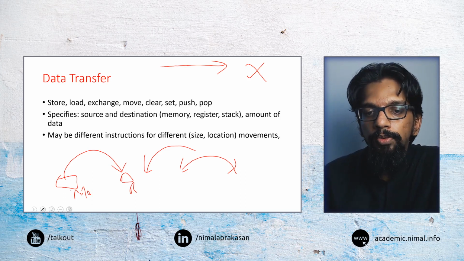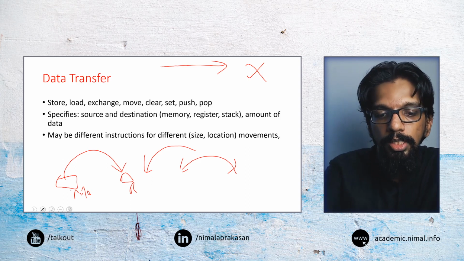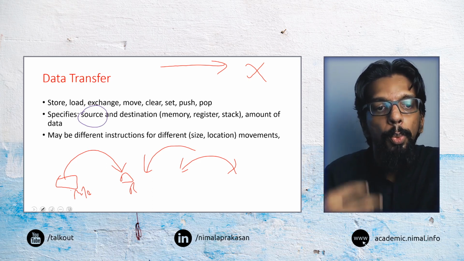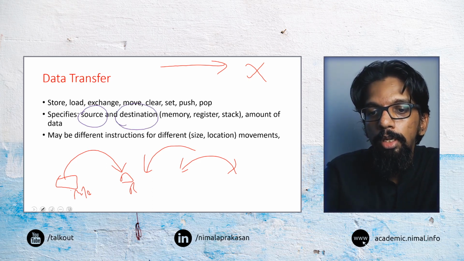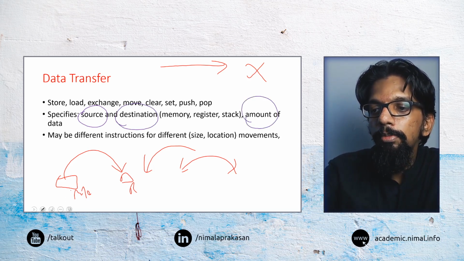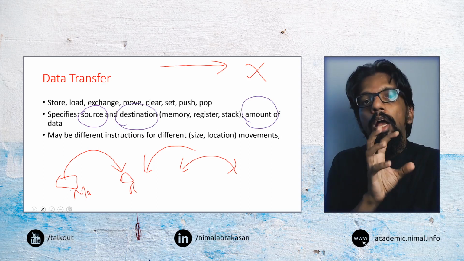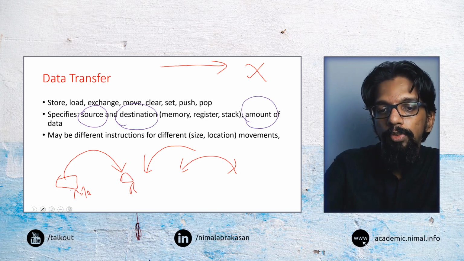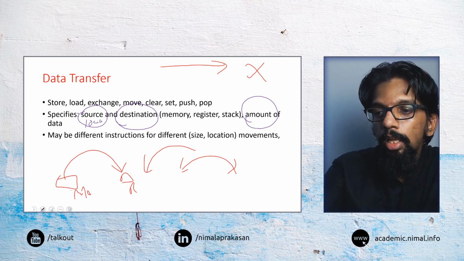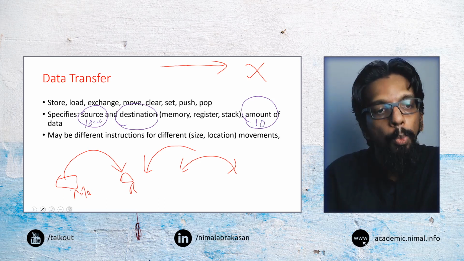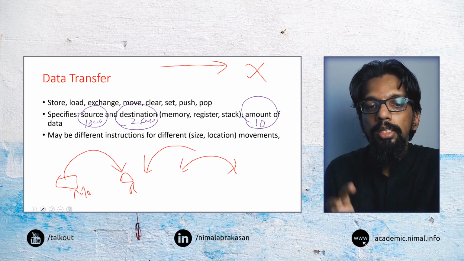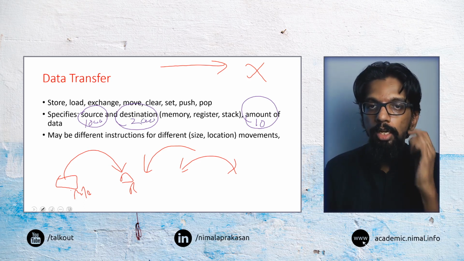Most of the time in these instructions, we will specify the source of the data, that is where the data is coming from, the destination of the data, where the data needs to go to, and sometimes the amount of data, that is how much data we want to move. We can specify, say, from memory location 1000, move 10 words of data to memory location 2000. So that is basically a move kind of data operation.